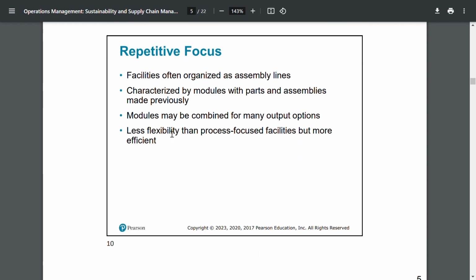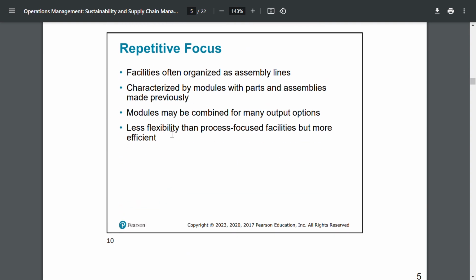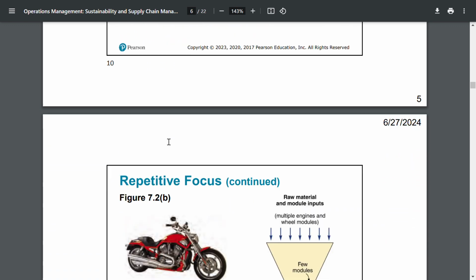And they can be combined for many output options. So there is variety. It's an assembly line, but it's not something that's fixed, like, for example, mass customization or other varieties. So it has flexibility, but not a lot of flexibility. Less flexibility than process focused facilities, but more efficient. So it has less flexibility than process focused, but is an efficient process strategy.